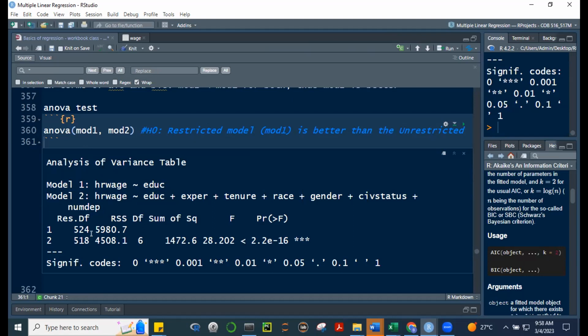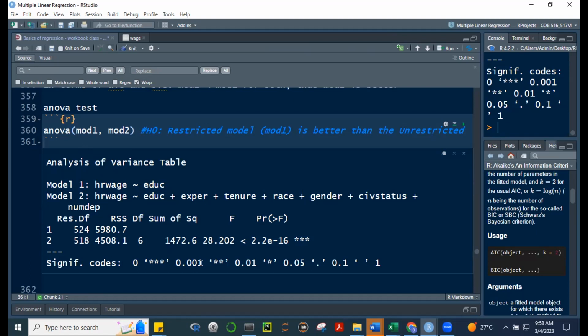And then you have here your F statistic, your p-value. Significant at 0.001. So what are we saying here? Do we reject the null hypothesis or do we fail to reject the null hypothesis?